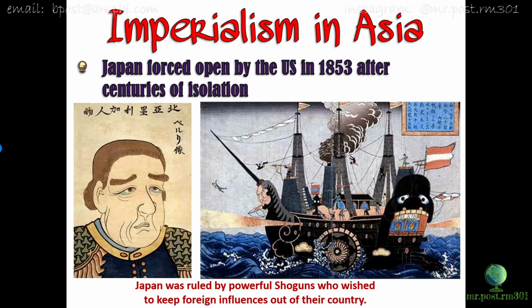And Japan had practiced for hundreds of years an isolation policy that they just did not want to deal with outsiders. There was a policy of national seclusion called Sakoku, and they did not want to deal with other people. But when all these modern Navy warships from the United States steam into the harbor, they didn't really have a choice.